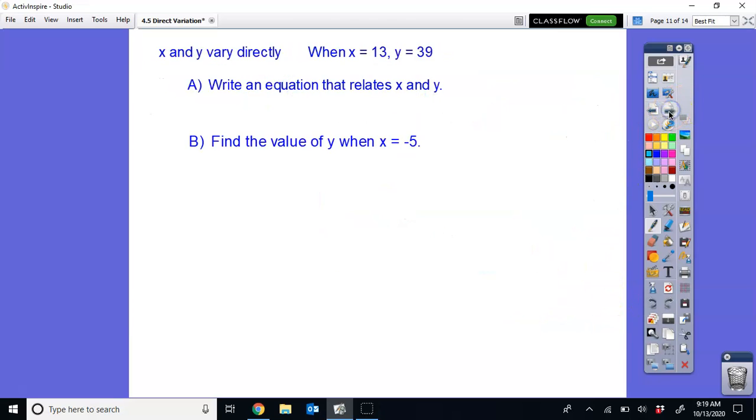All right, let's do another one. Try this one on your own. Pause the video and try it on your own before you watch the solution.